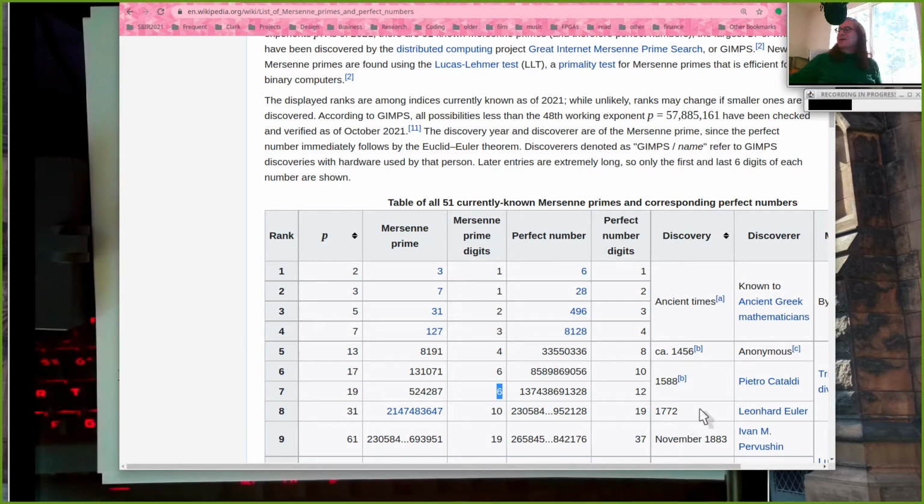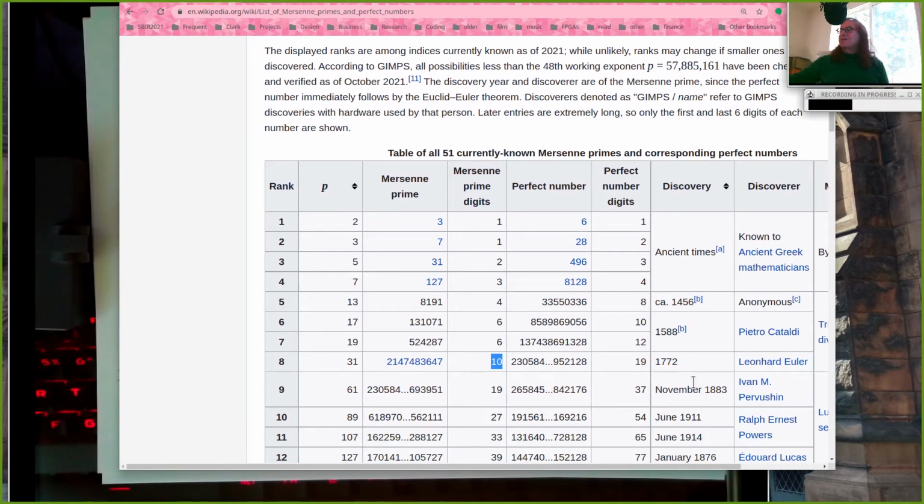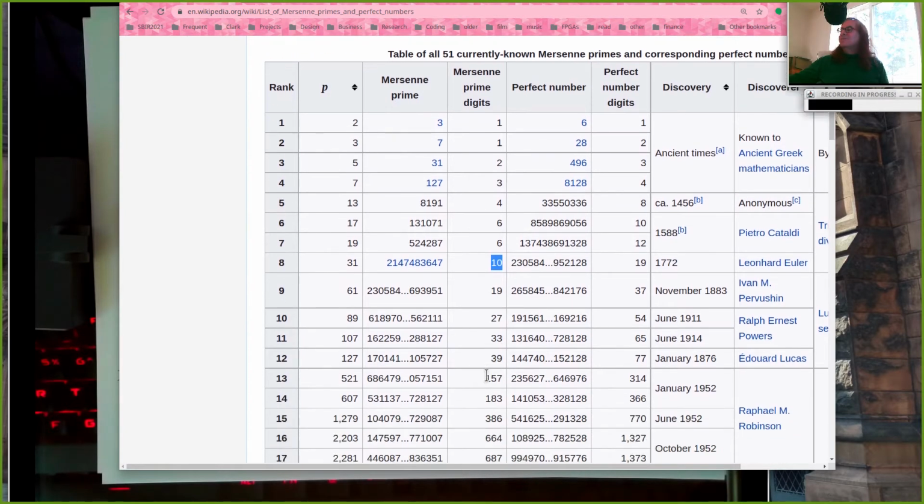And then you skip ahead a couple of hundred years to good old Euler, and he found 2 to the 31st minus 1 was prime. And that's a 10-digit number. So that's a little harder to prove. And then you go forward about another century to the late 1800s, and there's another one. And then 1900s things start getting interesting. So 1876, Lucas found 2 to the 127th minus 1 was prime.